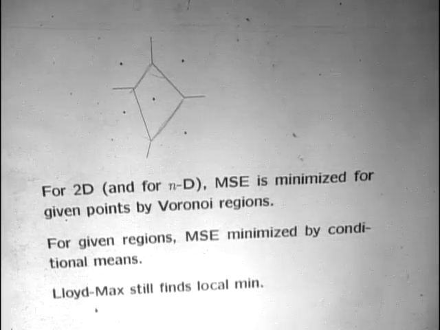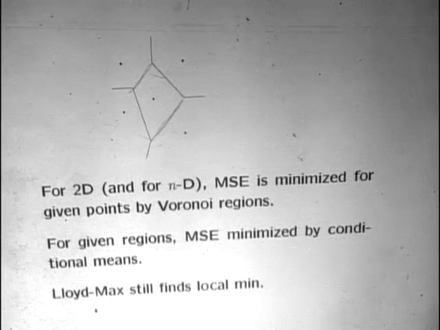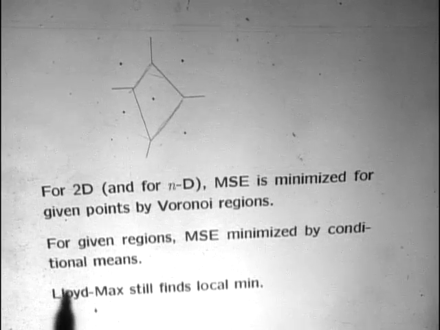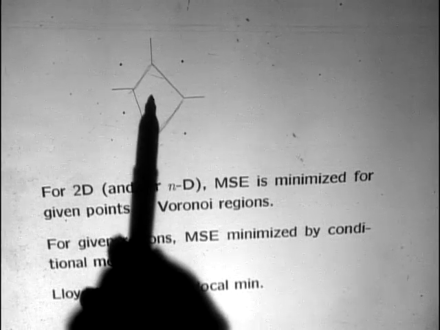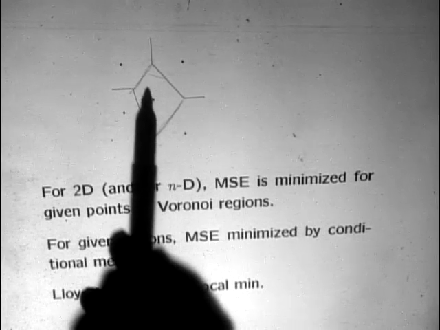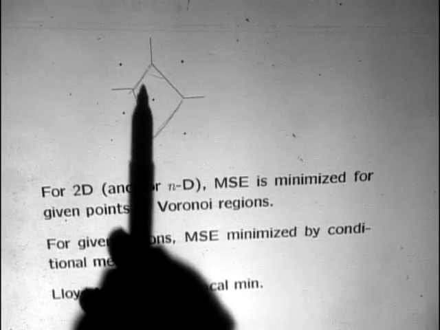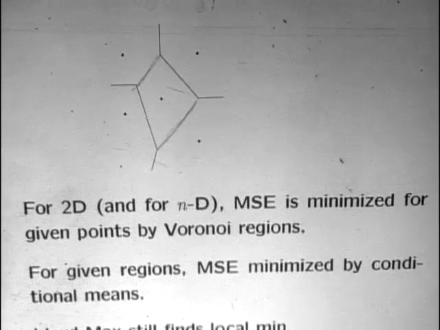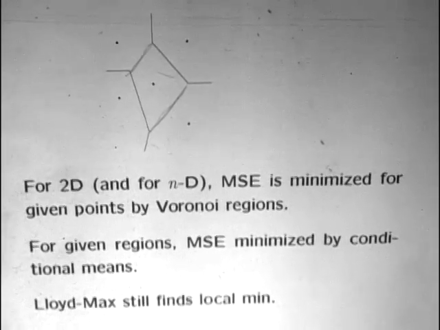When you start out with the regions, with almost the same argument that we used before, you can see that the mean square error is going to be minimized by using conditional means for the representation points. I mean, that's done in detail in the notes. It's just algebra to do that. It's sort of intuitive that the same thing ought to happen, and in fact it does. So you can still find a local minimum by this Lloyd-Max algorithm.